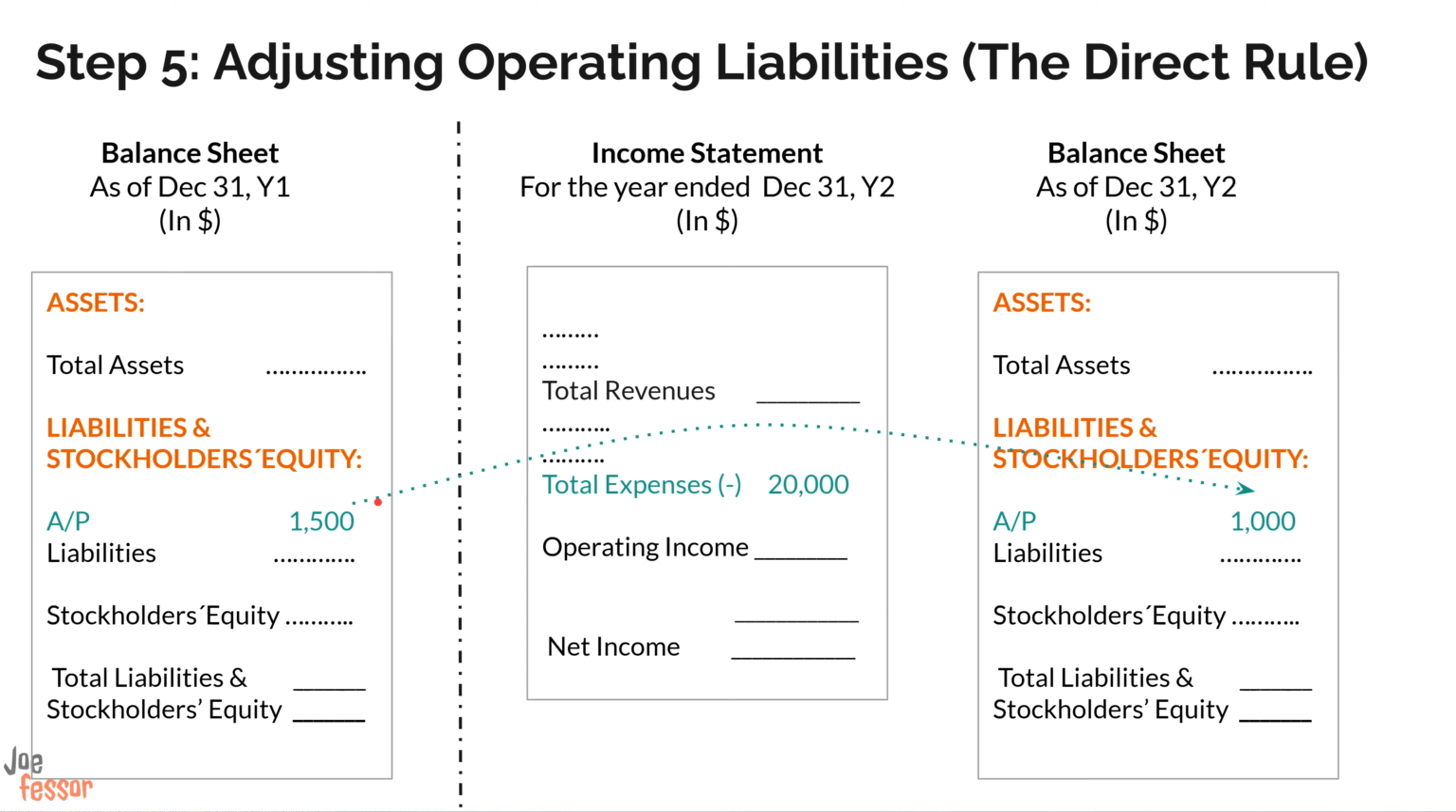Imagine our accounts payable started the year at $1,500 and ended at $1,000. The relevant accrual expense, let's say, was $20,000. So our accounts payable decreased by $500. A decrease in accounts payable signals that we used $500 more cash to pay down our balances than the new expenses we incurred during this period.